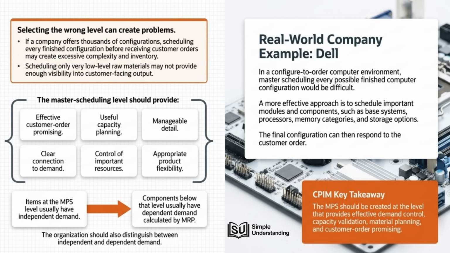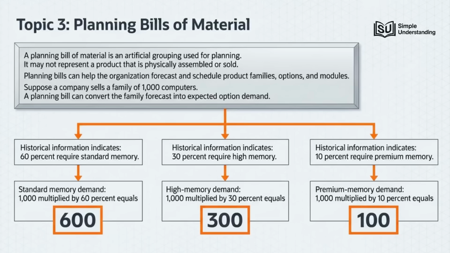Real-world company example: Dell. In a configure-to-order computer environment, master scheduling every possible finished computer configuration would be difficult. A more effective approach is to schedule important modules and components, such as base systems, processors, memory categories, and storage options. The final configuration can then respond to the customer order. CPIM key takeaway: the MPS should be created at the level that provides effective demand control, capacity validation, material planning, and customer order promising.